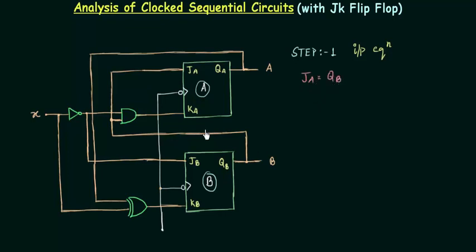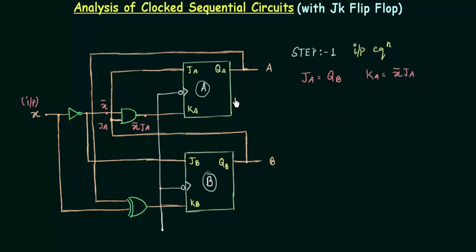Now I will find out the expression for KA. K is the output of this AND gate, and the two inputs to this AND gate are JA, here it is JA, and this input is X complement. X is my input, and I have taken the complement and then given it to this AND gate. So the output of this AND gate is X complement JA, which is equal to KA. So I will write KA equals X complement JA.